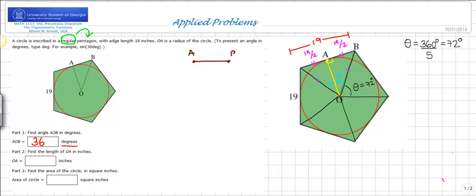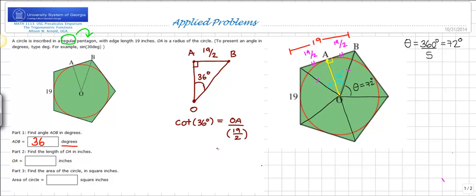Here's A, here's B, here's O, and here's what we know. So OA is actually adjacent 36 degrees, and AB, the side that we know, is opposite 36 degrees. We have the calc pad available, so we can just as conveniently use cotangent as we could tangent. And I'll use cotangent because it puts OA in the numerator. You could use tangent, takes just one more step in the algebra.